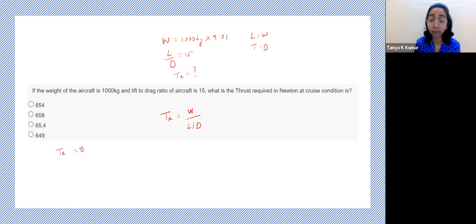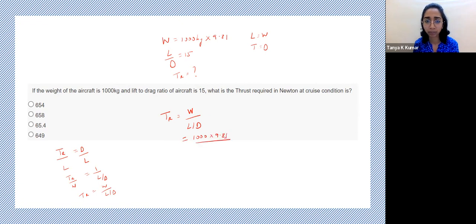Thrust required equals drag for a cruise condition. This is equivalent only for cruise condition. Divide both sides by lift. Since lift equals weight, you have thrust by weight equals 1 upon L by D. And from here it follows that thrust required is W upon L by D. Okay. So now I just plug in the values here, which is 1000 into 9.81 divided by the lift to drag ratio, 15. So how much is this value?